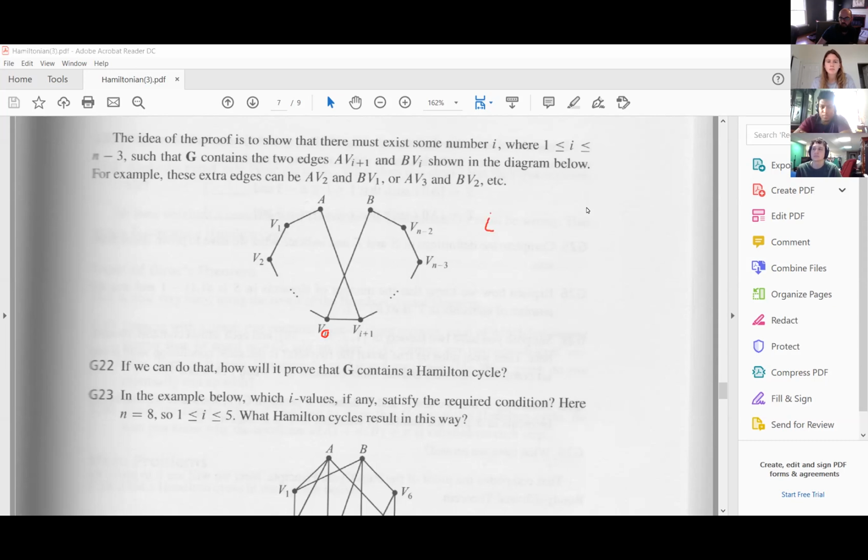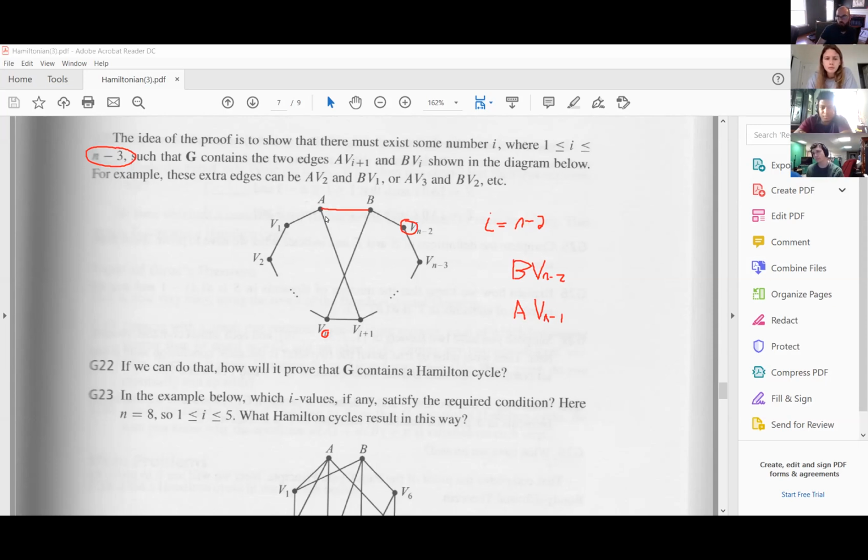Okay, so let's think about this. Let's say i was equal to n minus 2. Right now we want it to be at most n minus 3, so let's bump that up by 1. That would mean B is adjacent to V sub n minus 2, and A is adjacent to the one after it, V sub n minus 1. So what is V n minus 1? It's B. So if you picked i to be n minus 2, A would have to be adjacent to B. We said that could happen, but if it does, we don't care, because you just take that edge and then you have a cycle.